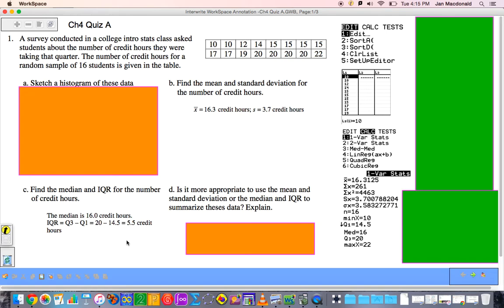So now we have to take a look at our graph before we answer part D. Let's go back to our calculator. We have all this information in our calculator, so we're going to use our calculator to help us create a histogram.